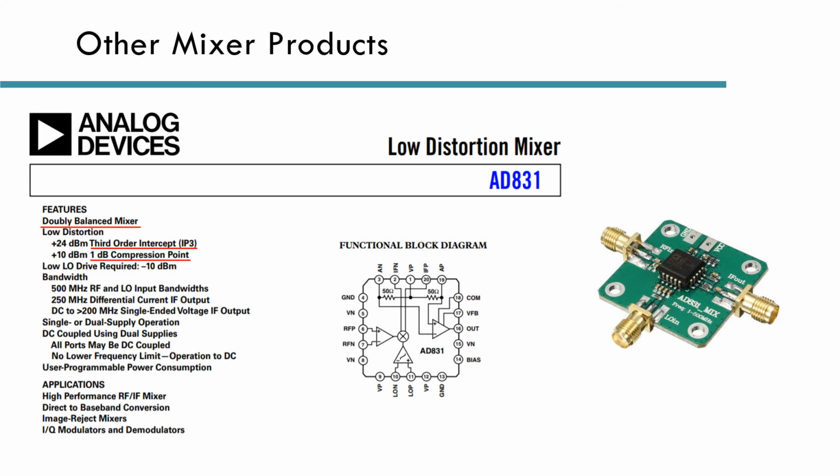So here I found a mixer from Analog Devices, and this is the datasheet. It is based on a doubly balanced mixer topology, which is in fact the most common mixer topology used. Notice here that like any nonlinear device, it has a third order intercept point and a 1 dB compression point. And here I'm showing the mixer with the RF input port, the LO port, and the IF port.